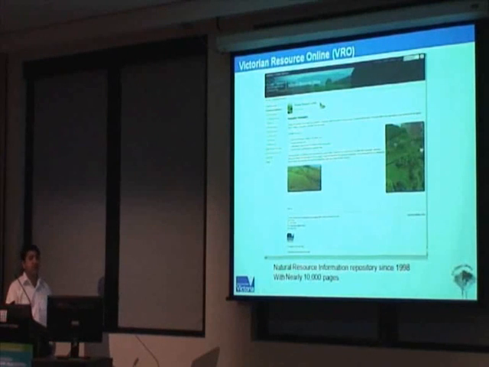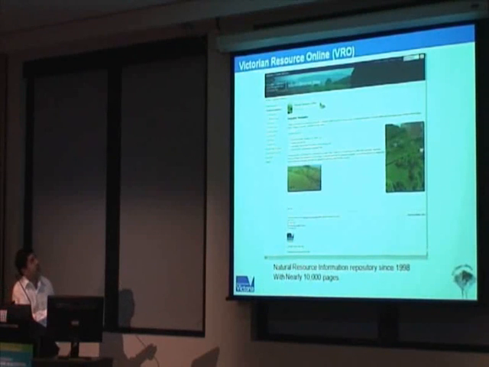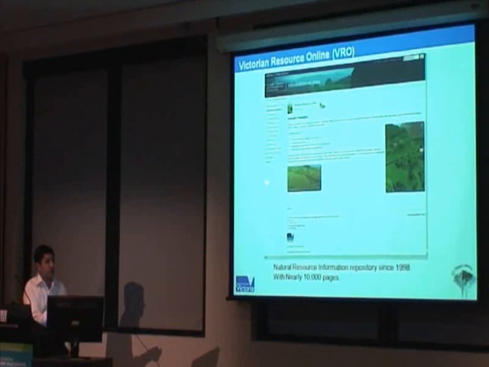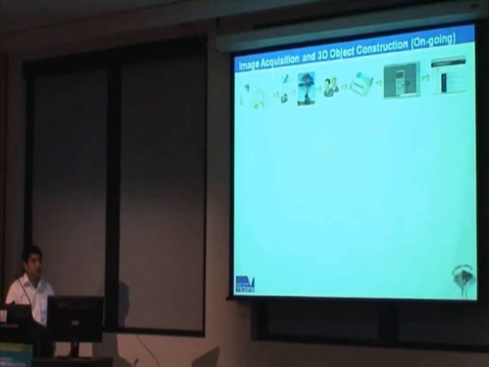Victorian Resource Online is a natural resource information repository since 1998 and has nearly 10,000 pages on it. Geographical visualization is a part of this, and you'll find multiple interesting things like reports and video clips, some of the interactive stuff, and of course the 3D object library.